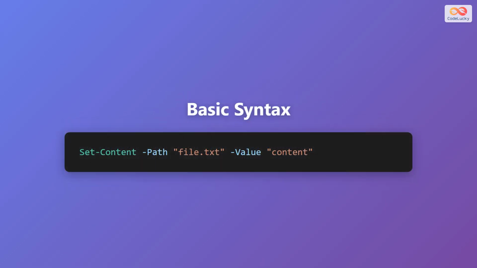The basic syntax of set-content is straightforward. You use the Cmdlet name set-content, followed by the -path parameter to specify which file you want to write to, and the -value parameter to provide the content you want to write. In this example, we're writing the word content to a file named file.txt. This is the foundation that all set-content operations build upon.